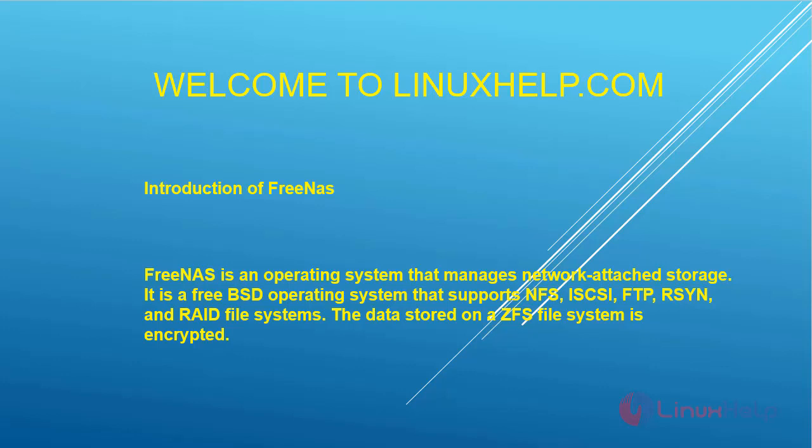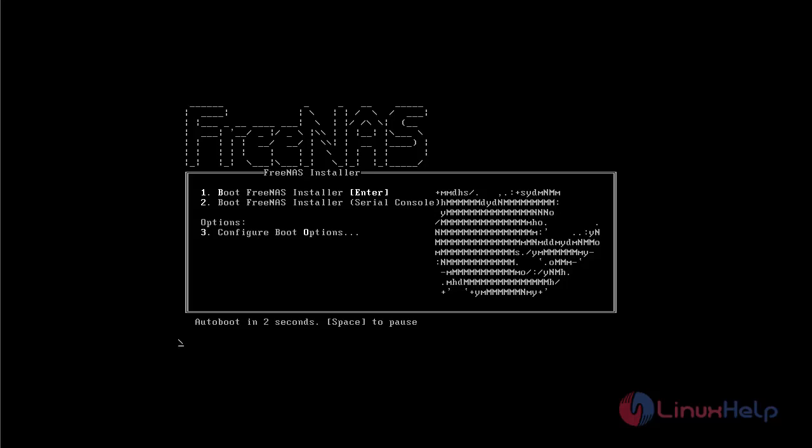Introduction of FreeNAS. FreeNAS is an operating system that manages network attached storage. It is a FreeBSD operating system that supports NFS, iSCSI, FTP, rsync, and RAID file systems. The data stored on a ZFS file system is encrypted. Installing FreeNAS now.